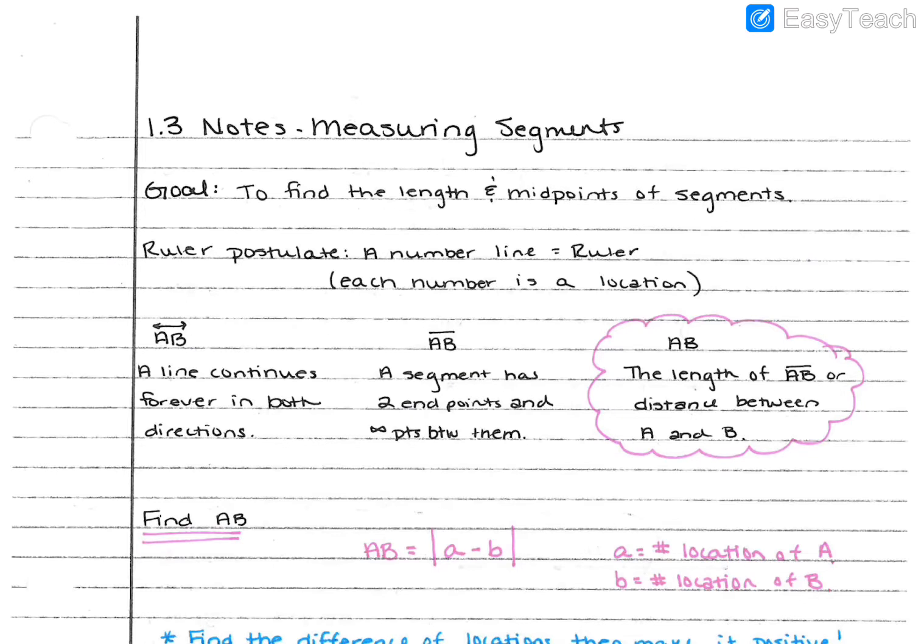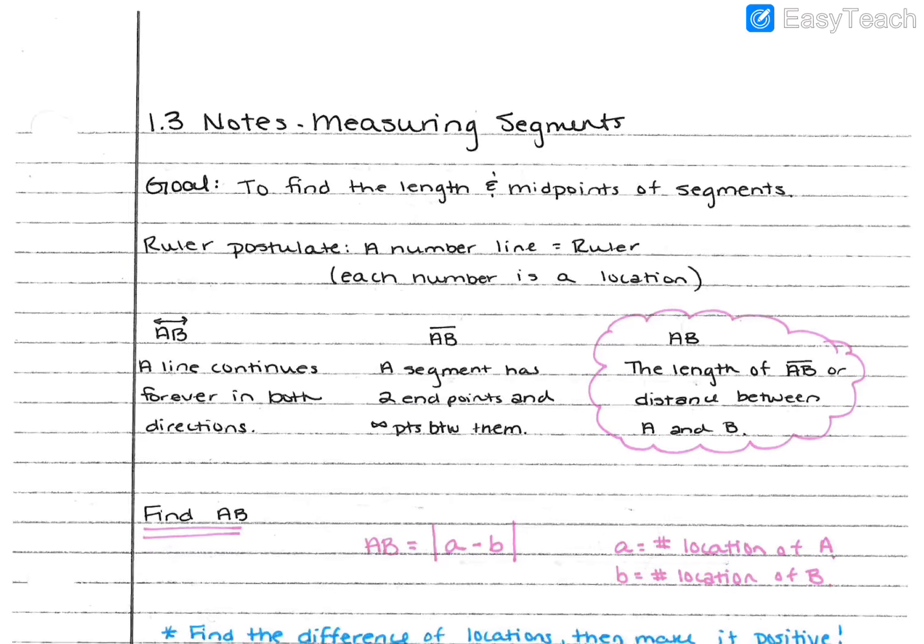So segments, we talked about that on day one, on unit one. And then the postulate, remember, this is an obvious idea, something that doesn't have to be proven. And we have one of our first postulates today. We learned a couple the other day, and here's another one. This one is the ruler postulate. Basically, a number line is equal to the ruler. Each number is spaced evenly apart. It's like a ruler where each number has a location and a distance between them, okay?